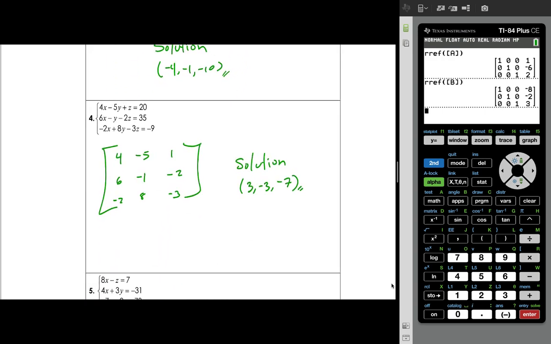On number 4, that should be the matrix right there. So I'm actually missing something here on your matrix. So let's quickly add it here. So I'm missing the last column. That it should be 20, 35, and -9. That should be the matrix that you're using. And your solution should be 3, -3, and 7. Let's see the last one.